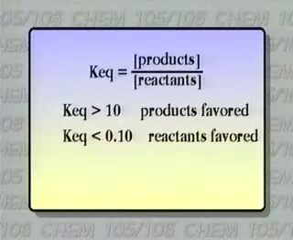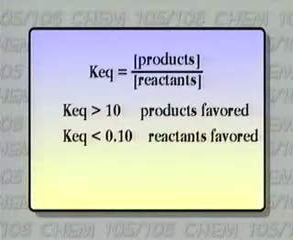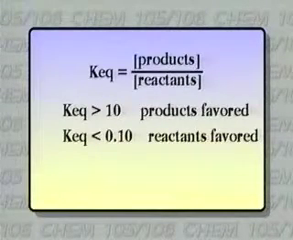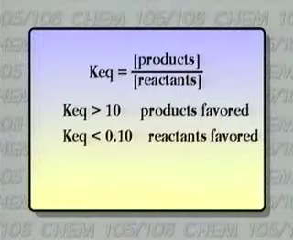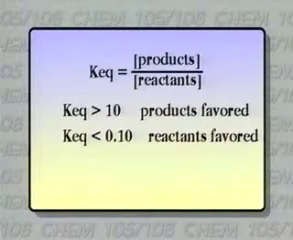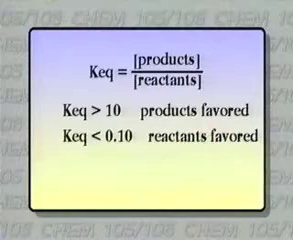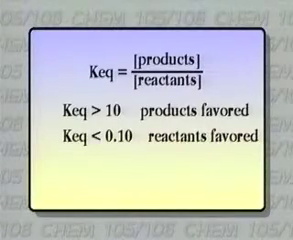If the equilibrium constant is less than 1/10, we say that the reactant side is favored. In other words, very little of the reactant has actually been converted to product. Most everything is still in the form of the reactants.